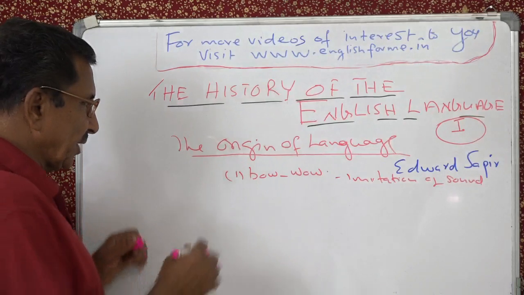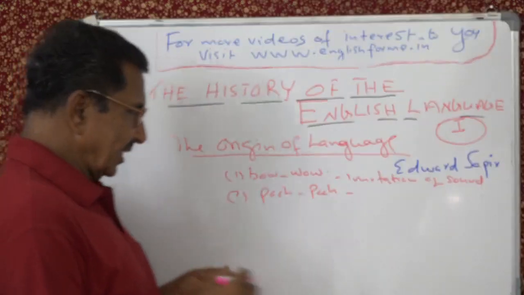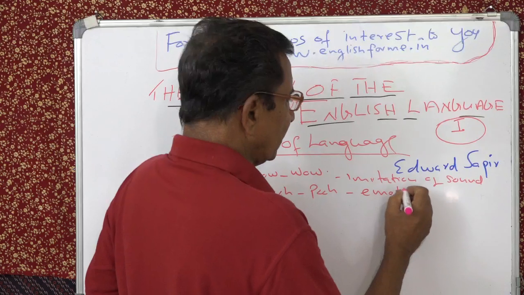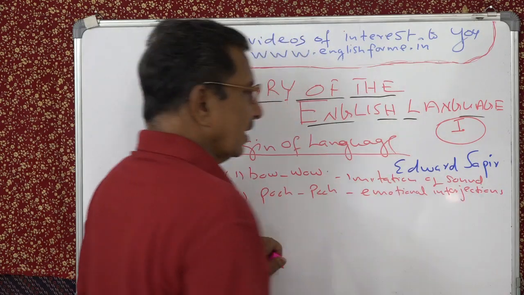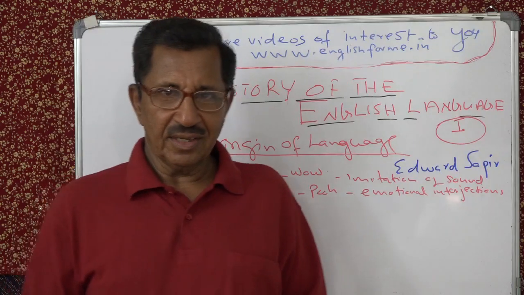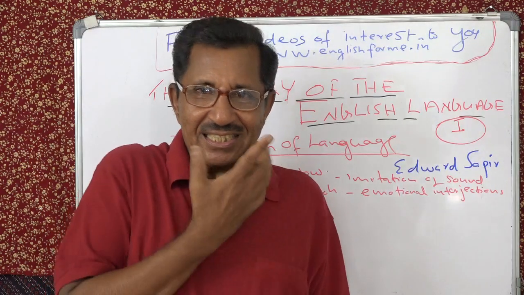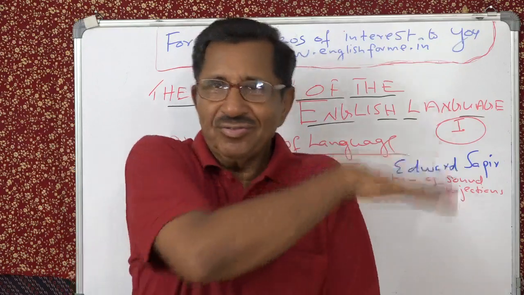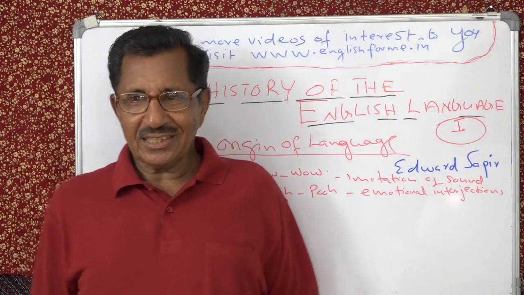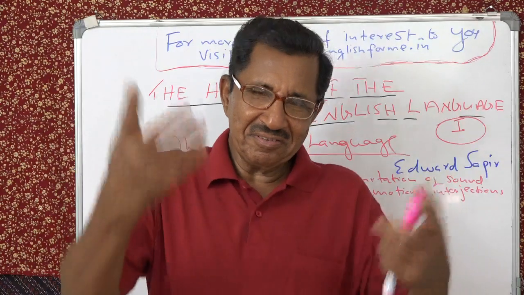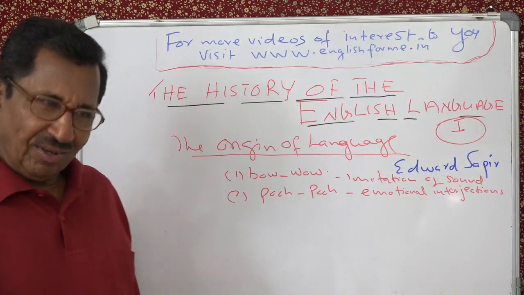The second theory is the poo-poo theory. These are our nicknames. The poo-poo theory says that emotional interjections might have caused the production of sounds. Suppose a cockroach or a spider comes and sits on your face or shoulder. Oof, oof. Isn't it? That is an emotional interjection. Or somebody does something absurd in your class, you say, poo. That is the poo-poo theory.